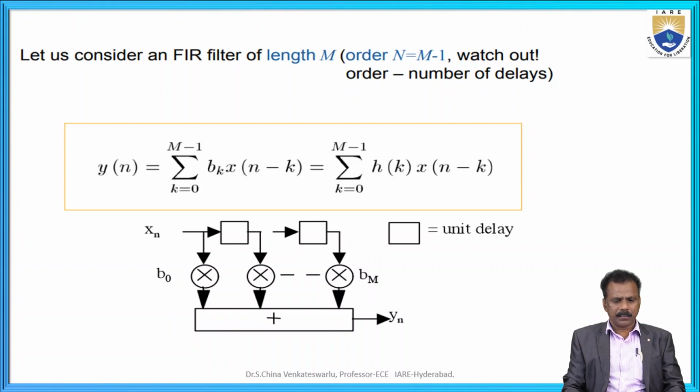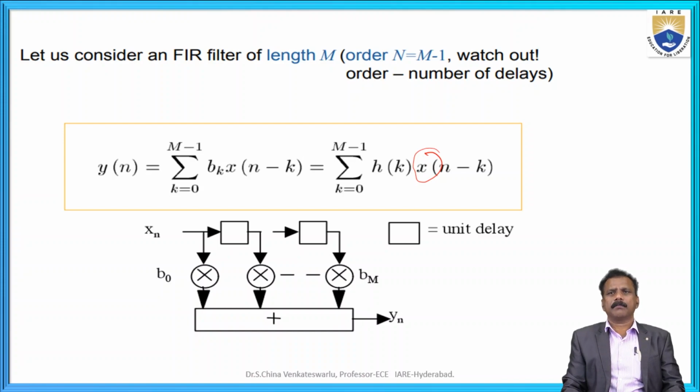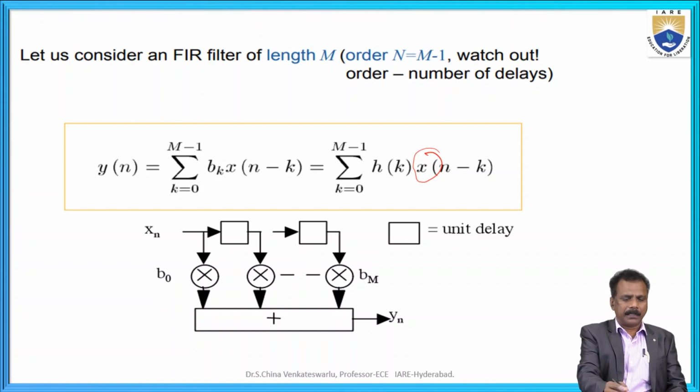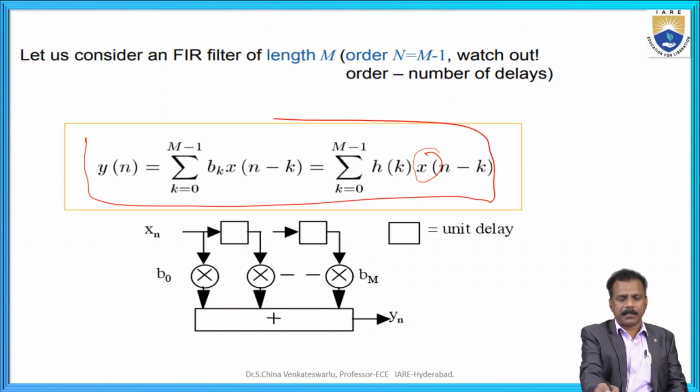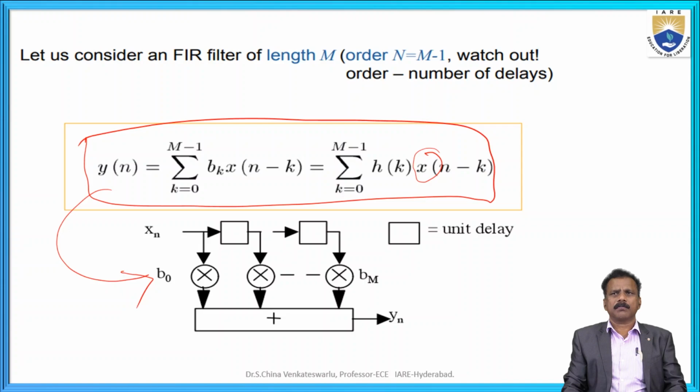With this, x of n is analyzed mathematically using the block diagram with unit delays. x of n is fed to the unit delay, so we have to verify v of n. Mathematically we have this analysis, and graphically we have to represent it here, for an FIR filter of length M, order N is equal to M minus 1. Watch out, the order is the number of delays.